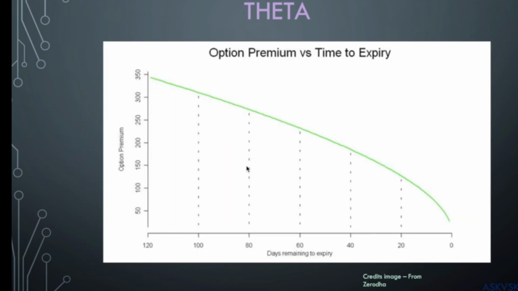So here is an image that will give you an idea how the option premium works with respect to time to expiry. Here the x-axis shows the number of days remaining to expiry. At the beginning, say if we had 120 days for the contract to expire, the option premium was close to 350. But after 20 days, if the market is still moving sideways, the option premium would drop slightly, and maybe it comes close to 300 or 310.